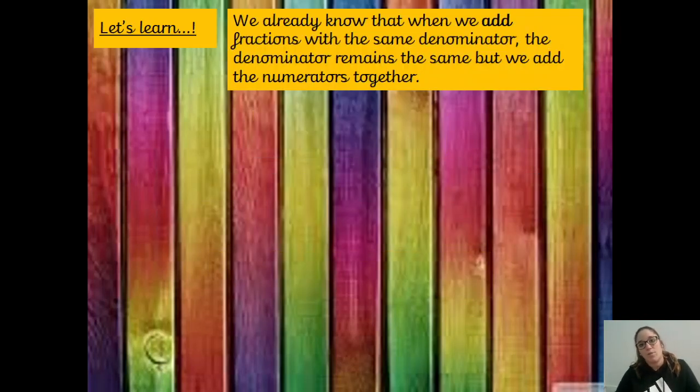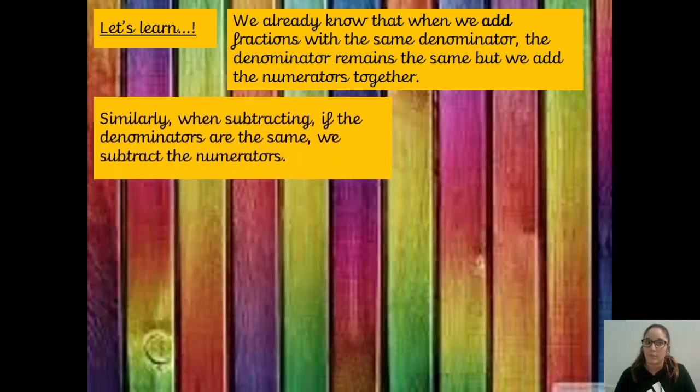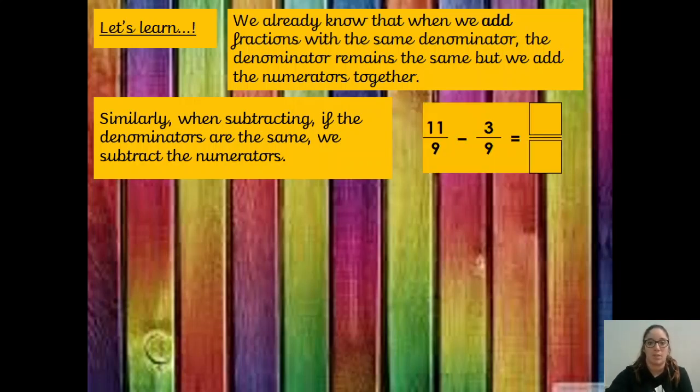So we already know that when we add fractions with the same denominator, the denominator remains the same, but we add the numerators together. Like you've just been doing, the denominator stays the same and you just add across the top. Similarly, when we subtract fractions, if the denominators are the same, we subtract the numerators. So let's have a look here.